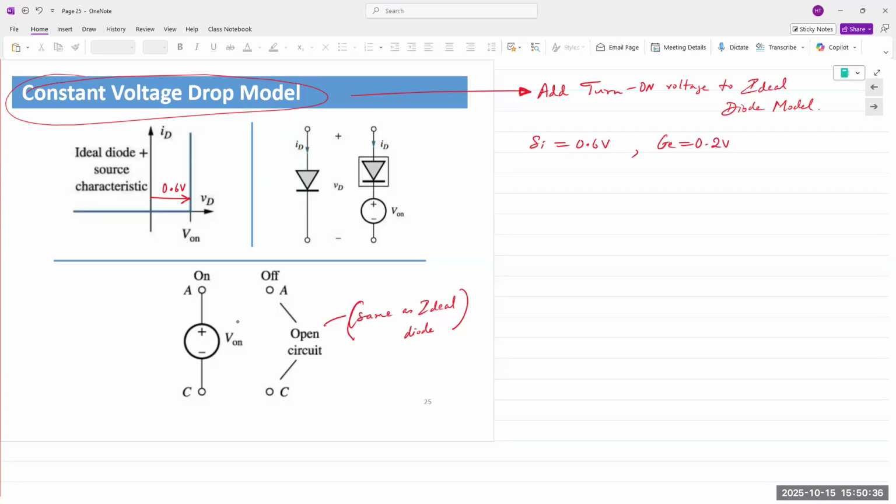So in reverse bias, it's open circuit. In forward bias, because it is holding a constant voltage across its two terminals, we can model it as a voltage source with a value of 0.6 or 0.2. Let's take a pause. Let me know if you have any questions.